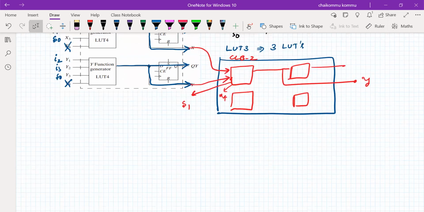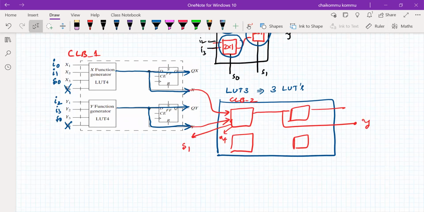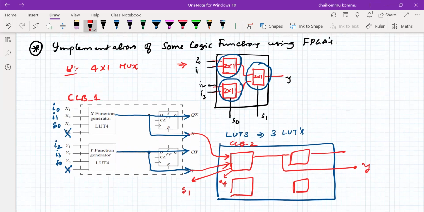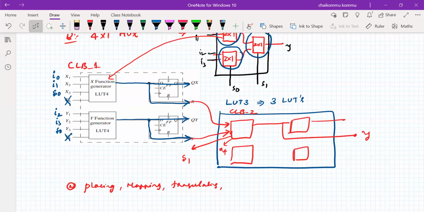Actually, if you want to implement, what I'm doing here is implementing a logic function in this one. What I have to do in that case is go for placing the component, mapping, translating, and dumping. So finally we have to dump this one. So whatever the logic blocks are there, I have to place this logical information into the associated lookup tables. That is called placing the component.